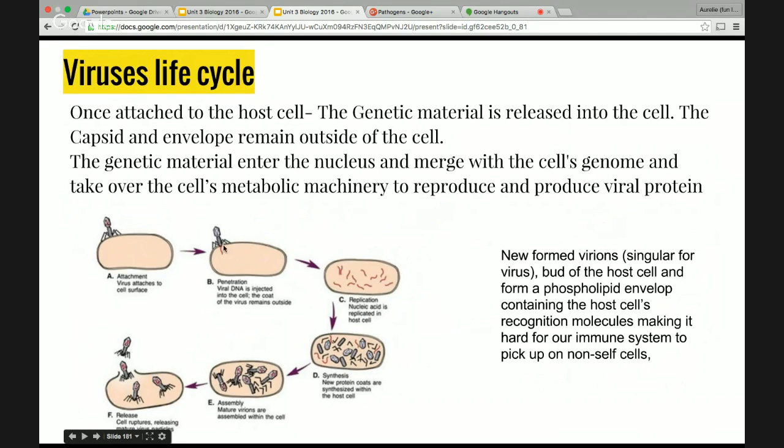When the DNA or the genetic material is inside the cell, it merges with the cell's own DNA inside the nucleus or inside the mitochondria. It then uses the cell's metabolic machinery to reproduce and produce viral protein, which is what you see here. Then they reorganize themselves into new little viruses or virions. Then there's two things that can happen in the end. Either the virus would lyse the cell and escape, or they'll form buds and escape.